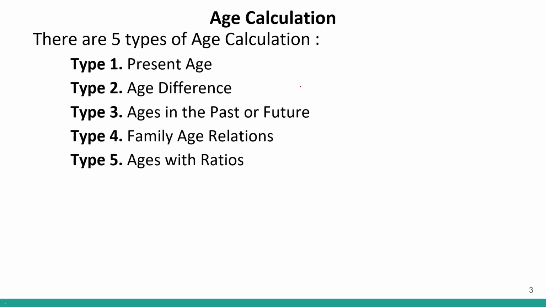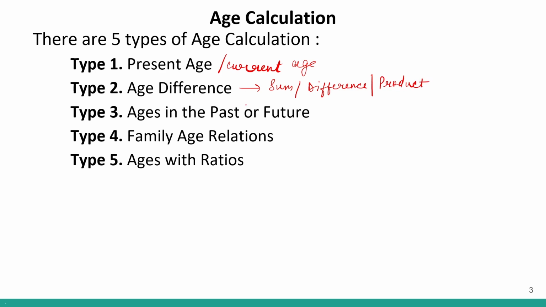Now, in the previous lectures, we discussed that there are 5 types of problems that can be formed from age calculation. Type 1 was present age, wherein we had to find the current age of a person. Part 2 was age difference, where there were 2 or more people having different ages. So we had to find either their sum or their difference or their product.